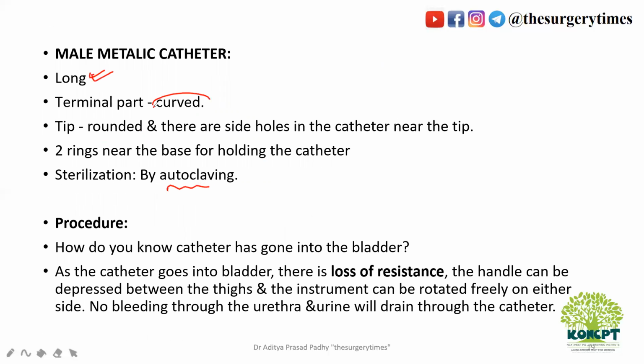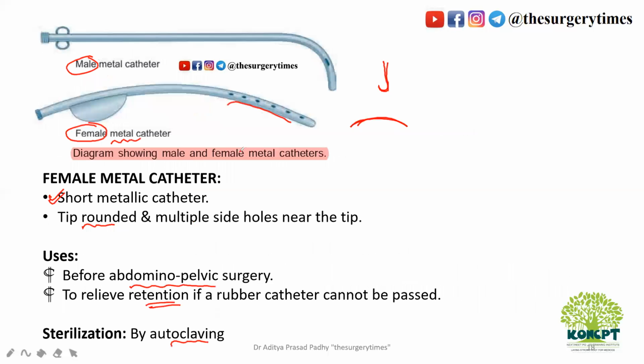The terminal part is curved, as I already said, it is quite J-shaped. The tip is rounded, and there are side holes near the tip. Near the base, there are two rings in order to hold the catheter. See here, there are two rings in order to hold the catheter.